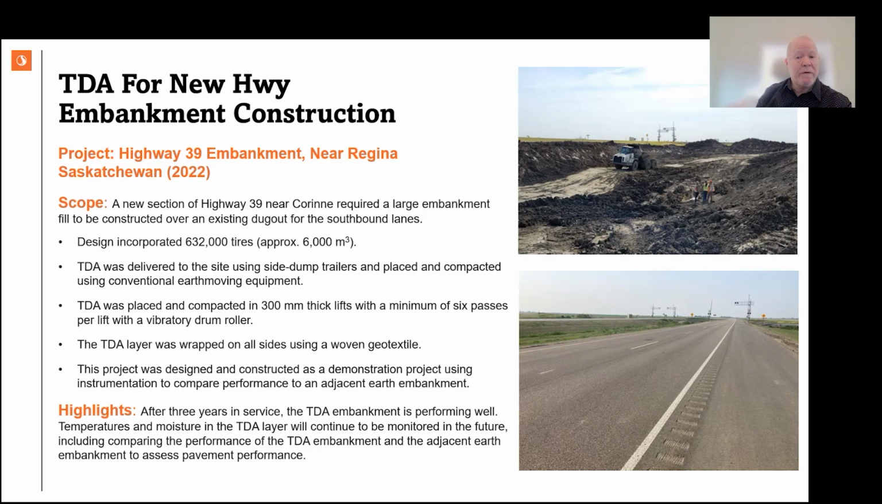This project involved constructing a new highway embankment using TDA over an existing dugout. TDA was delivered, placed, and compacted using conventional earth-moving equipment, as shown in the top right photo. This project was built as a demonstration project with instrumentation and has shown good performance under service conditions. The bottom photo shows the completed surface of the highway.